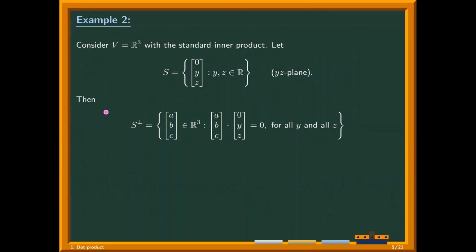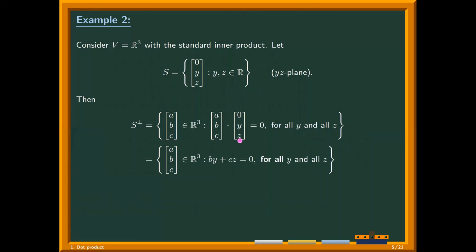Then we compute the orthogonal complement of S. By definition, it's the set of all vectors (a, b, c) whose inner product with all the vectors in S is 0. But all the vectors in S are of the form (0, y, z). So we want to find all vectors (a, b, c) such that the dot product of (a, b, c) with (0, y, z) is 0 for all y and all z.